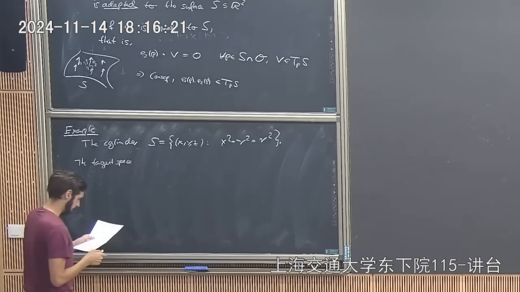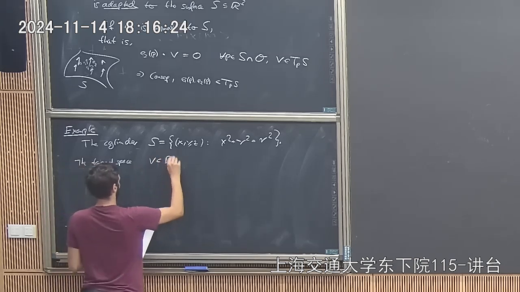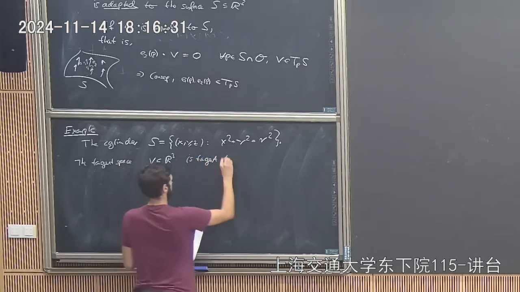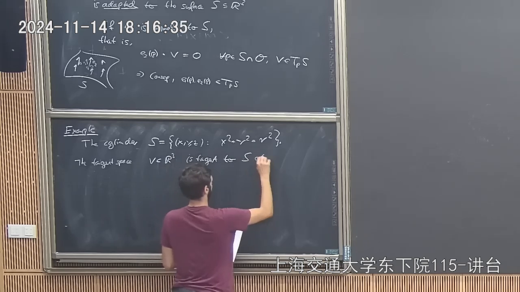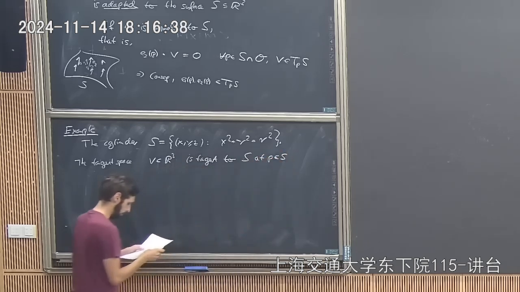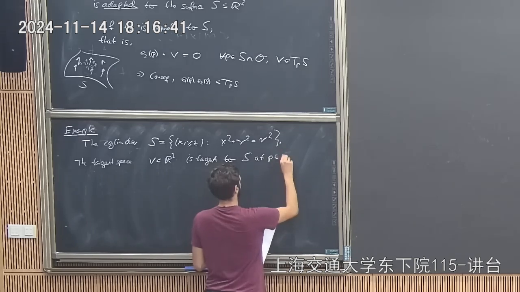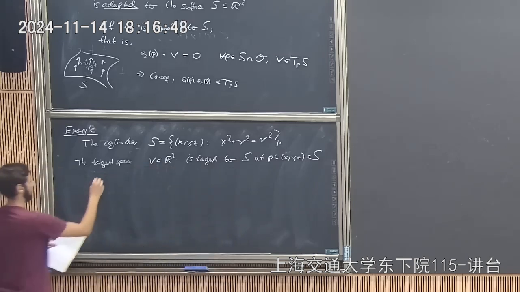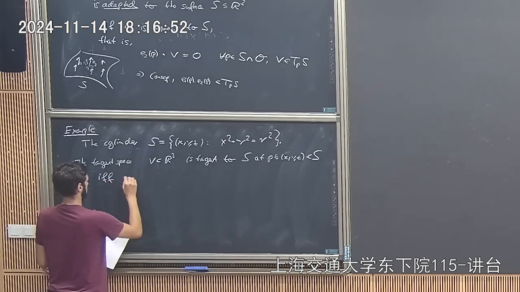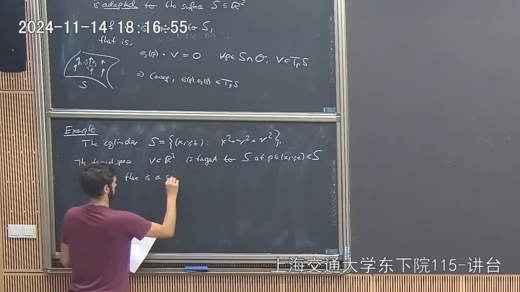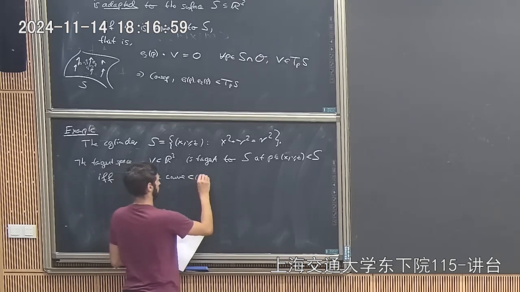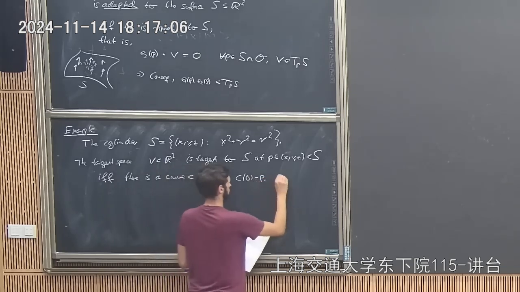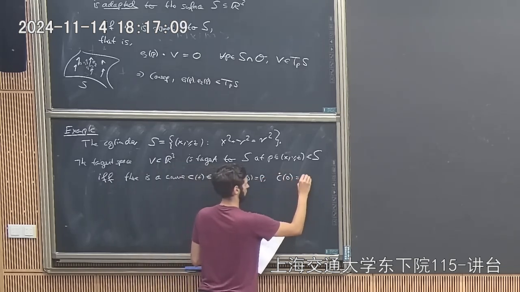That one is given by all vectors v of R3 which are tangent to S at the point P, let's call it x, y, z, if and only if there's a curve C of t in the surface, such that it starts at P and the first derivative at 0 is the vector v.